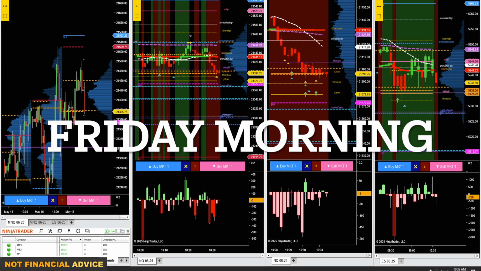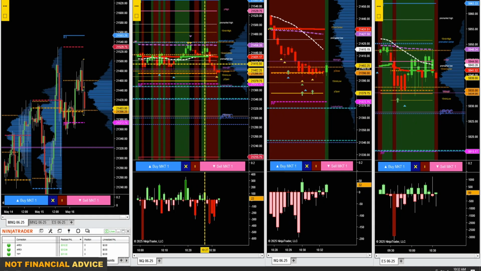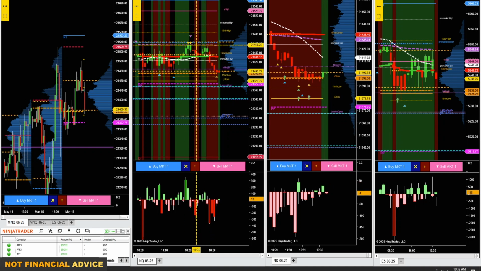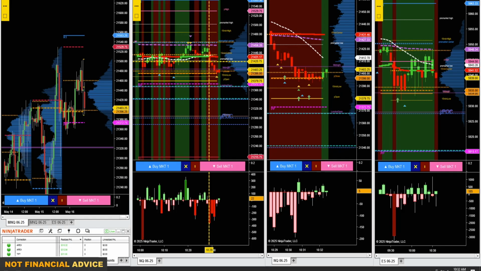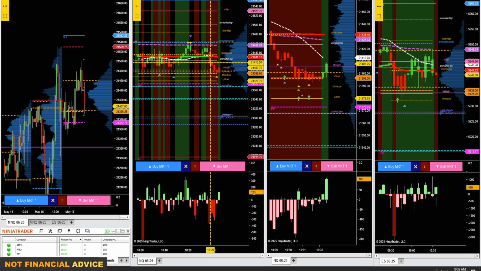It's just after 10:30 on Friday. We were approaching 10:30. I was looking for another short. We were below the 250 SMA still. When we broke down below VWAP, with all of this negative delta right here, I got into a short.